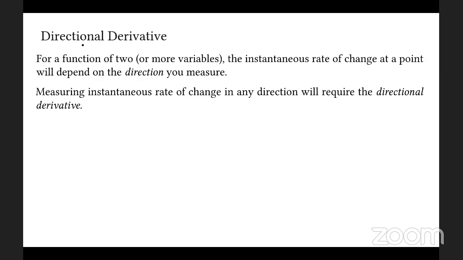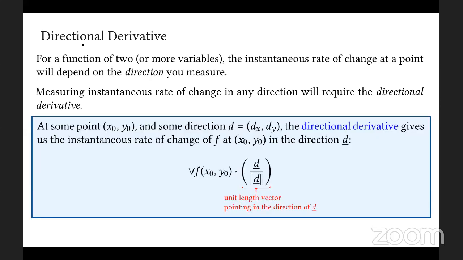So the directional derivative. For a function of 2 or more variables, the instantaneous rate of change at a point will depend on the direction you measure, right? For a function of 1 variable, a function that we would have dealt with in Calc 1, when we talk about the rate of change, we're talking about the rate of change with respect to x, right? There's not really any ambiguity. But here, at a point on a surface, you could travel in any direction and talk about the instantaneous rate of change in any one of those directions. So that necessitates the directional derivative.